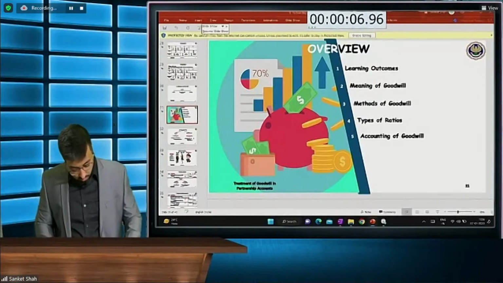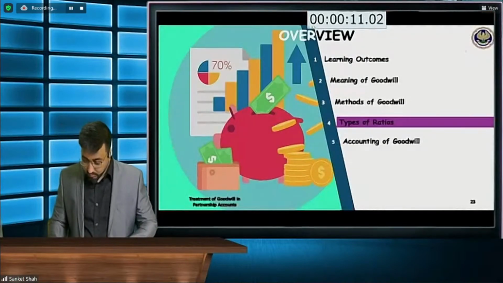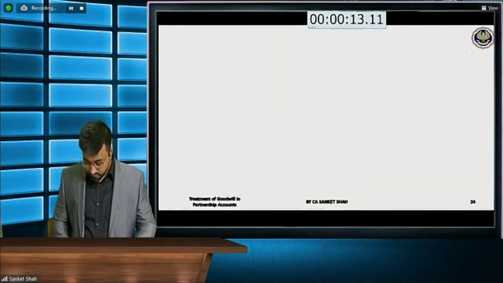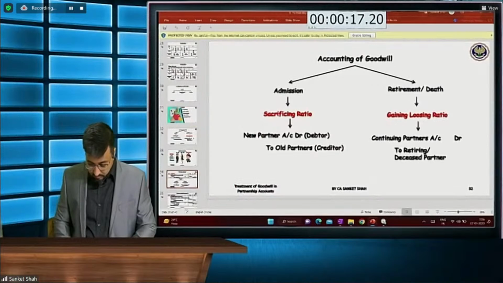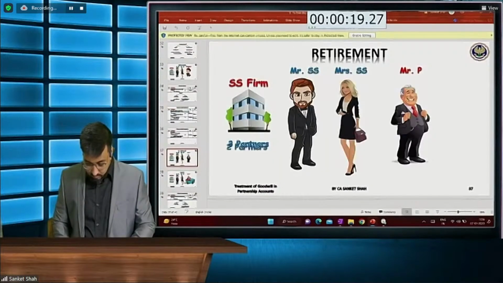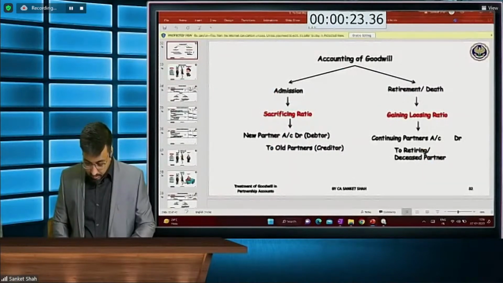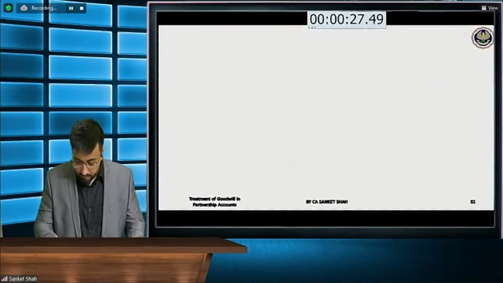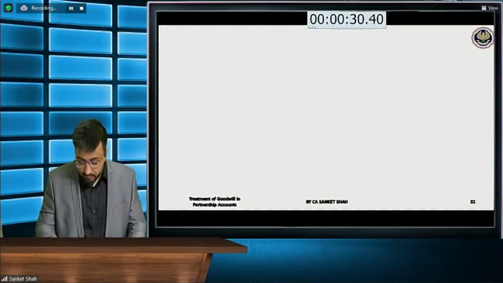Chalo, so now we will revise. Accounting for goodwill. Let's quickly revise this.